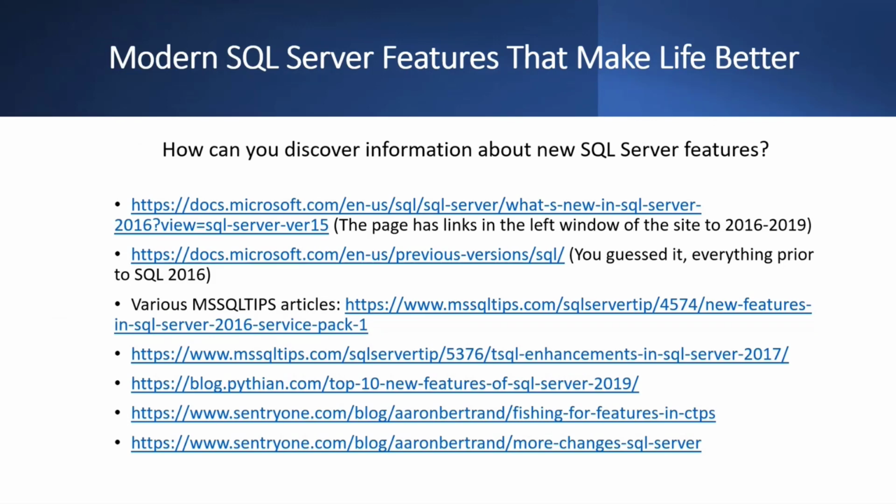So how can you discover some of this information for yourself? How do you find SQL Server features that are going to make your life better? Well, there are a couple of links at Microsoft that give you information about SQL Server 2016 and above. And then that second link will show you everything, I believe it's 2005 to 2014. MSSQLTips, one of my favorite websites, has a number of articles and tip blogs that they share that have information about new features. You have companies like Pythian that, when a new SQL Server version comes out, will write a blog post about the things that they feel you want to know about.